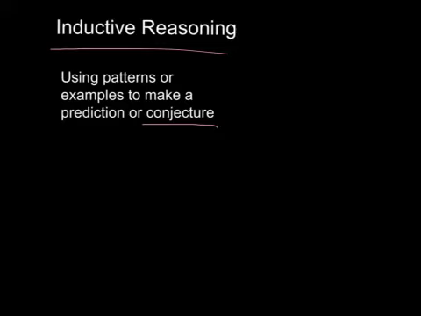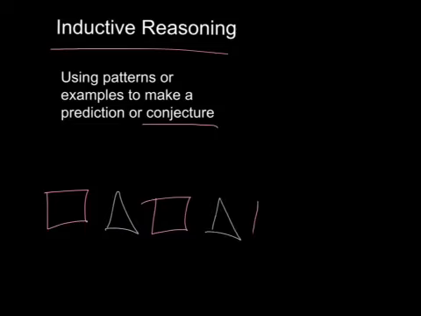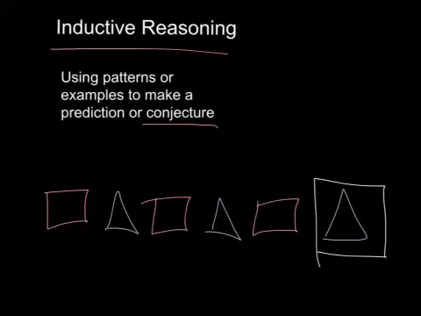So let's say we had a pattern down here. Let's say we had a red square, blue triangle, red square, blue triangle, red square, and you needed to make a conjecture about the next shape in the sequence. Well, you might say, obviously, we have red square, blue triangle, red square, blue triangle, red square. The next shape is going to have to be blue triangle, and you would be correct. And that is an example of using inductive reasoning.